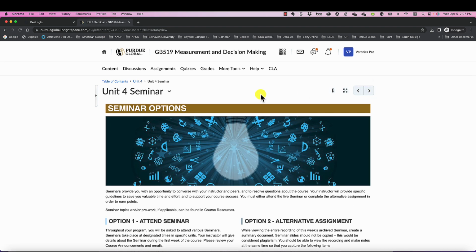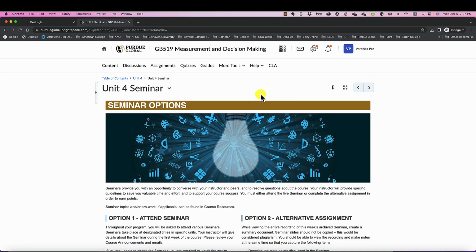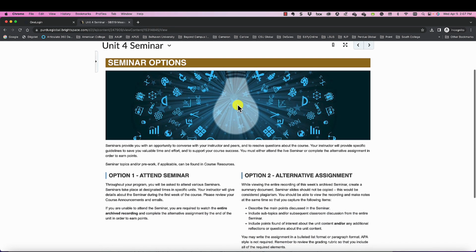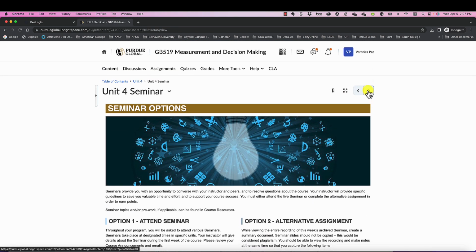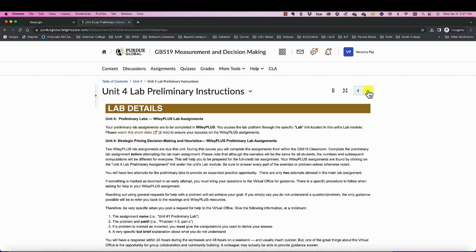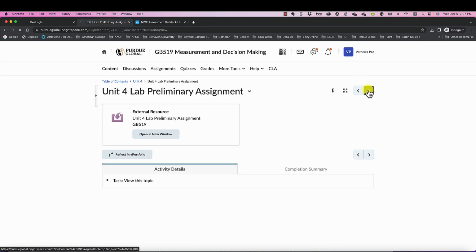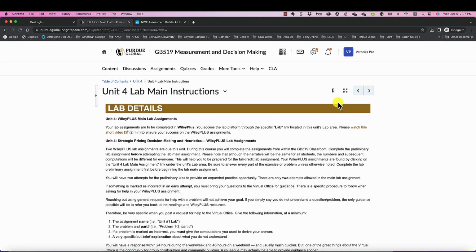Then we have the seminar. This is actually an optional seminar for this week because next unit in Unit 5 is the required seminar. So it is optional. And you will see that, and it will be at our normal date and time, so there is no issues. Then you have your Unit 4, your Wiley Plus labs, the preliminary instructions, so your preliminary lab. And then once you go through that, you will then have your main lab as well.